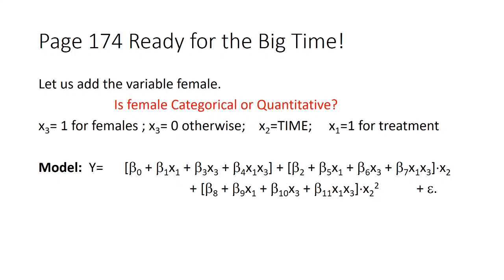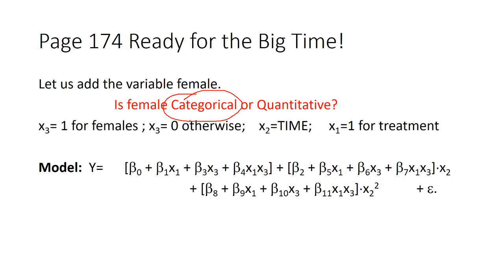Now, the question is, is female categorical or quantitative? Well, I hope that you said categorical, because we have one for females and zero otherwise. For rats, there's only males and females. X2, remember, is a quantitative variable, and X1 is one if you had the treatment, zero if you didn't. So if we add that in, we have two categorical variables and one quantitative.